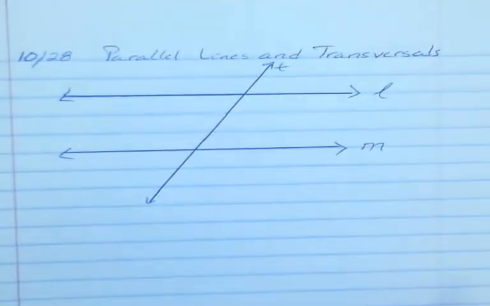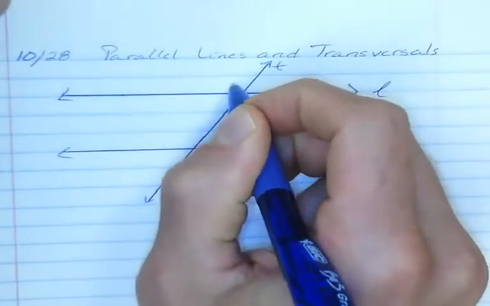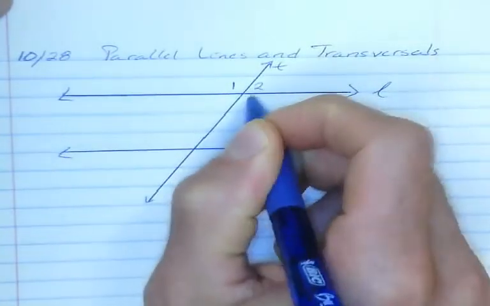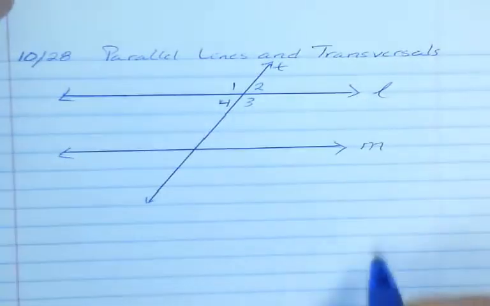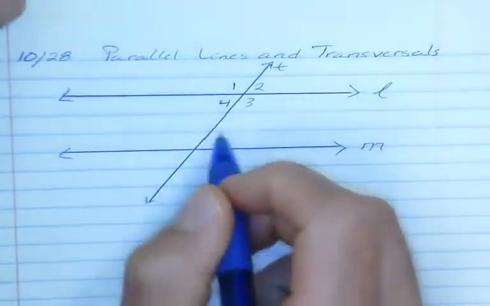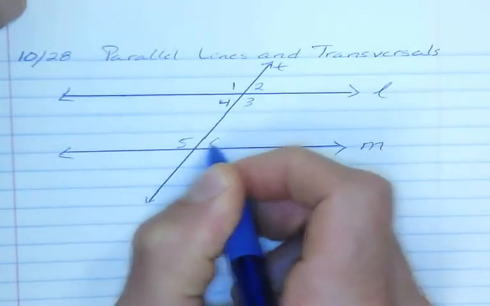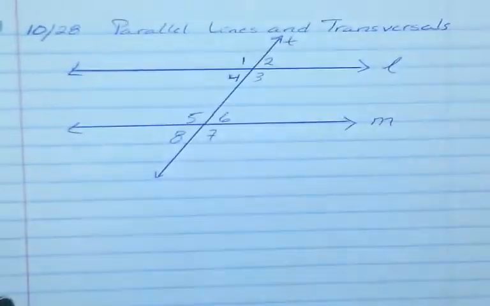And remember, when this happens, we have 8 angles that are formed. So let's just use a number. We'll label the top left angle 1, top right angle 2, then we'll go 3, 4, working around clockwise. Then the bottom cluster, we'll call these angles 5, 6, 7, and 8. Now let's put down the terminology in our notes.